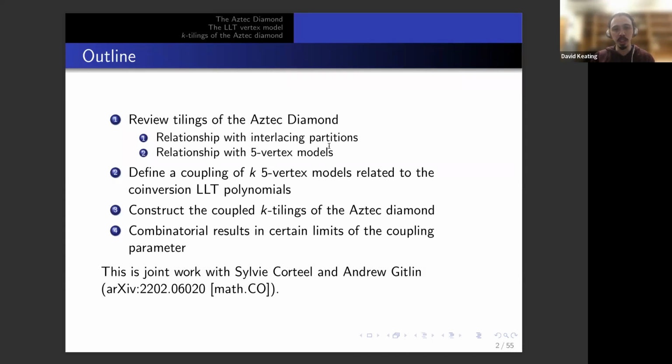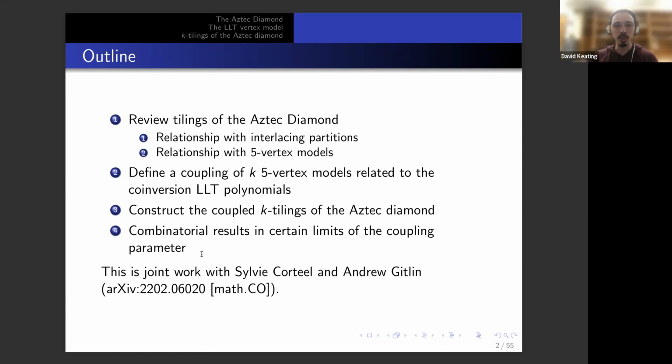Then we're going to generalize the 5 vertex model to K coupled copies of the 5 vertex model. And this is a vertex model related to Coinversion LLT polynomials. And from the coupled vertex models, we'll get back a coupled tiling, K tiling of the Aztec diamond. And we'll then prove some combinatorial results in certain limits of the coupling parameter. So that's our plan. And this is joint work with Sylvie Corteil and Andrew Gitlin.